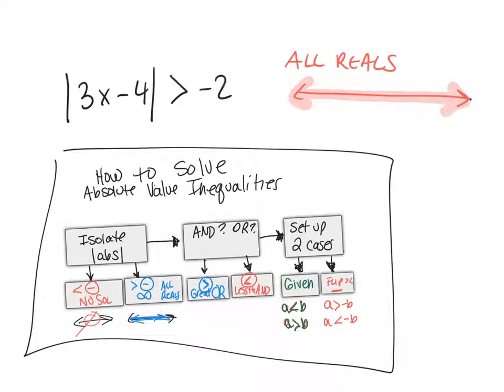If you forget that greater than a negative is all reals, think logically. The absolute value of everything is always positive. So this is saying a positive number is greater than a negative. Yeah, obviously, always. That's why we write all reals. So that's another way of thinking of it.